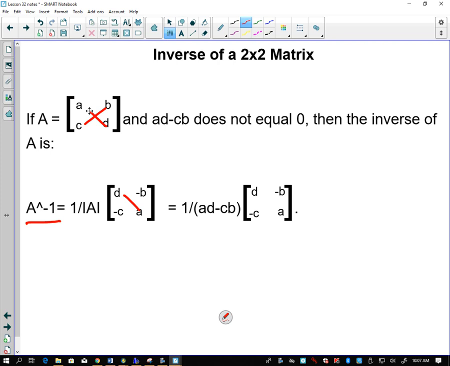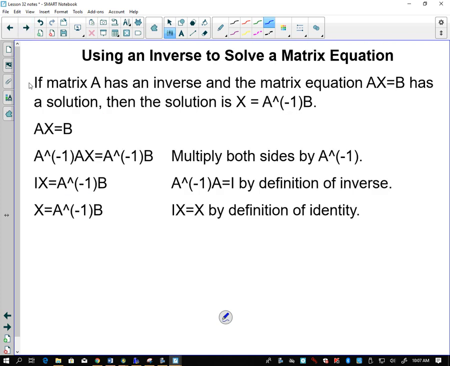We switch those places, and then we don't switch the places of the bottom left and the upper right, but notice that we've made them both negative. And if I multiplied those things by each other, I would get an identity matrix of 1, 0, 0, 1. So 1 divided by AD minus CB times the matrix D, negative B, negative C, A. Are we following some of that? Like I said, it can be a touch confusing.